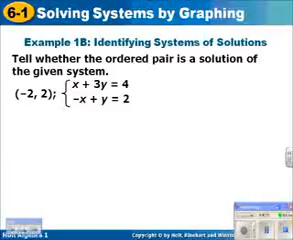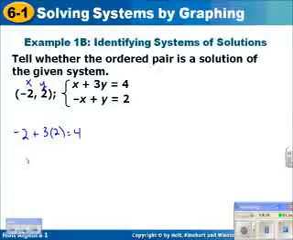So in this case, I know that x is holding the place for a -2 and y is holding the place for a +2. So I'm going to plug it into x plus 3y equals 4. So the x gets replaced with a -2 plus 3 times y, which is +2, equals 4. So you're asking yourself, is -2 plus 6 going to be 4?